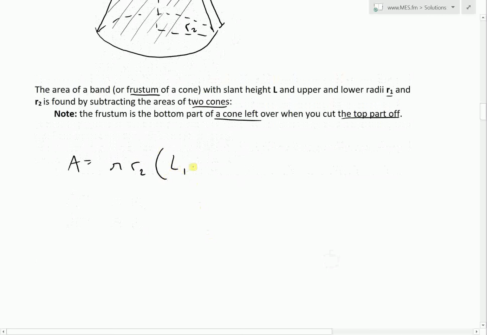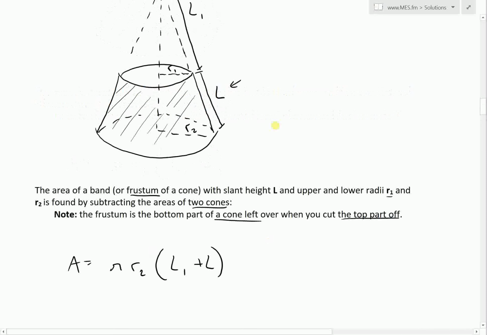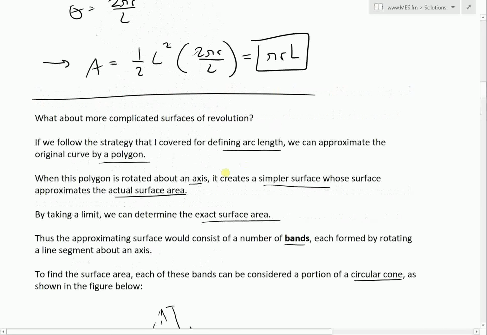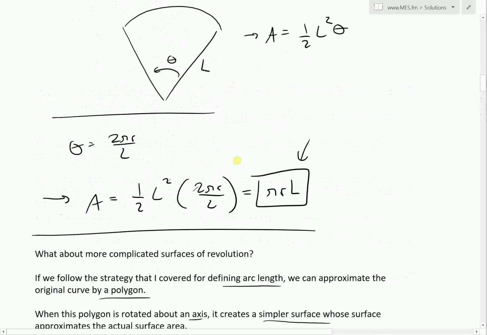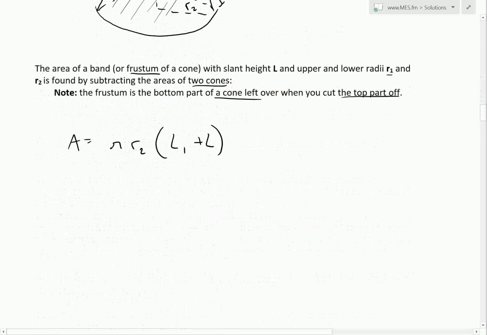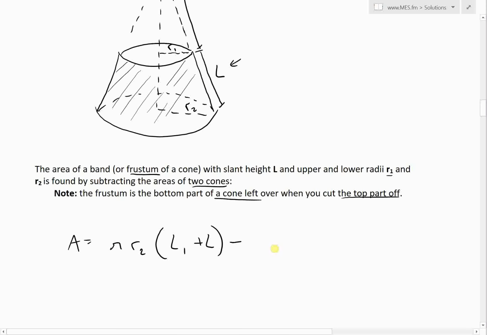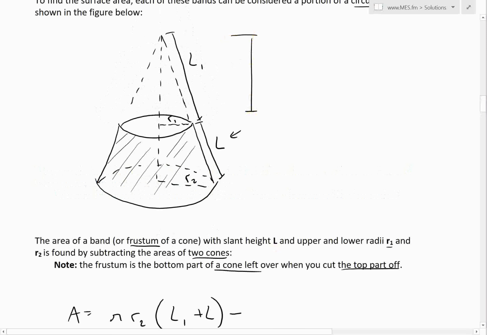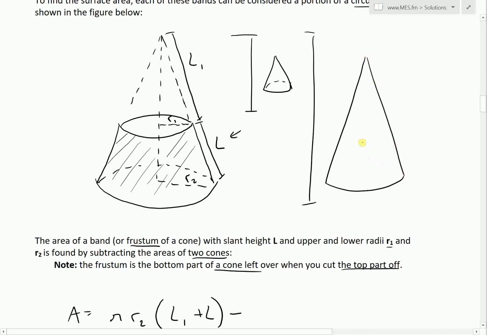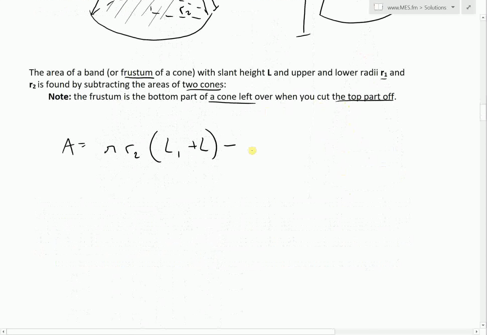So the surface area is equal to pi R2, so that's the full one, times L1 plus L. And again, this is the area of a cone that we just derived above. So we're going to use the same area right here, that's of the cone, so pi RL. So that's the surface area. Now we subtract the smaller one from the big one overall, and then we just get the in between. So when you subtract the top from the bottom, you get that.